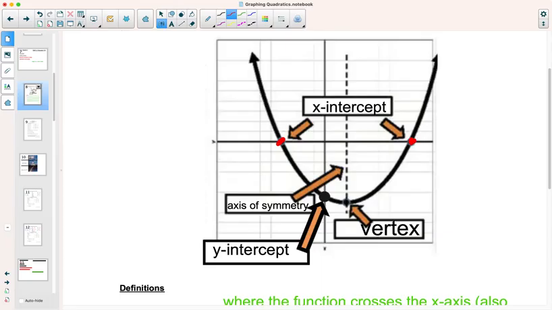Like this one here looks like it might be at (8, 0) or something like that. The y value is 0. This one over here looks like it's at (-4, 0) or something like that. But the y value is 0.